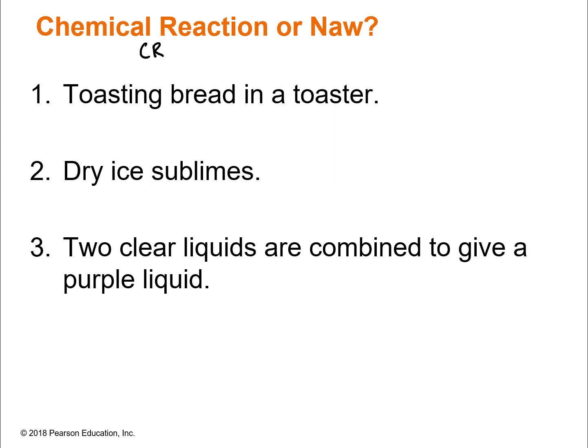Number 1, toasting bread in a toaster. Chemical reaction or not? It is a chemical reaction. When that bread gets brown, you're actually doing chemistry. The heat is changing the proteins and the carbohydrates on the surface of the bread, and doing so makes it turn brown, makes it smell great, and taste better. So that is a chemical reaction.